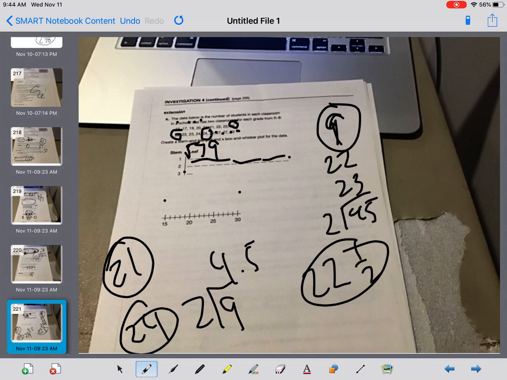Now, to put my points, the lowest number, lower extreme, is 15. Put a dot. The upper extreme, the biggest number, is 30. Put a dot. Then you put dots at the numbers. You put a dot at 21. You put a dot at 22 and a half. You put a dot at 24. Okay, that looks like it's above 25, but you get the idea. Make your little box, make your little whiskers, and voila. You created a box and whisker plot.